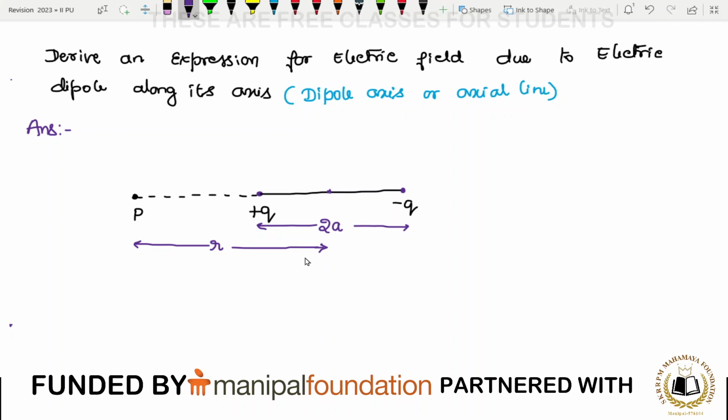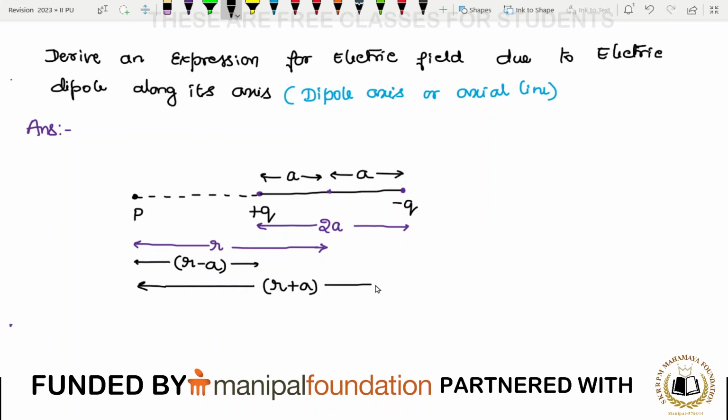Okay. So what is the distance from positive charge to the point P? That distance actually becomes R minus a. Correct? R minus a. Why R minus a? Because this distance is a, here to here, and here to here is a. Because total distance is already mentioned 2a. From plus q to minus q it is 2a. From midpoint to positive charge is a. Similarly, midpoint to negative charge is a. So this distance becomes R minus a. And from point P to this negative charge that becomes R plus a. Okay, so I hope this much is clear here.